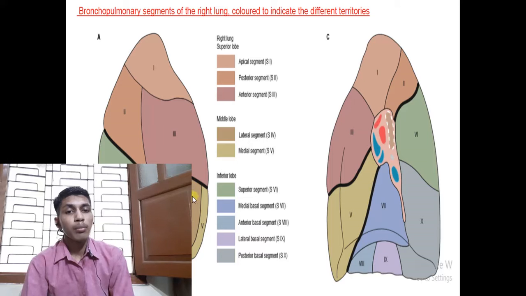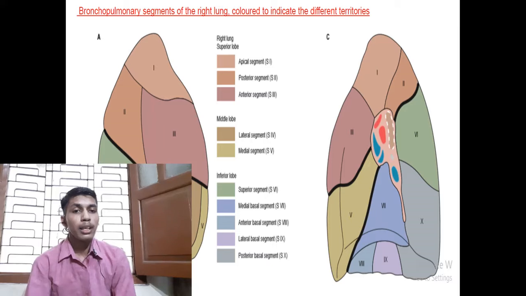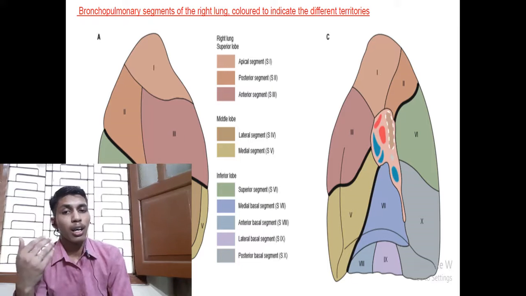In the middle lobe there are similarly two segments: this is the medial segment, and this one is the lateral segment. And in the inferior lobe, I've previously just explained that this one is the superior.